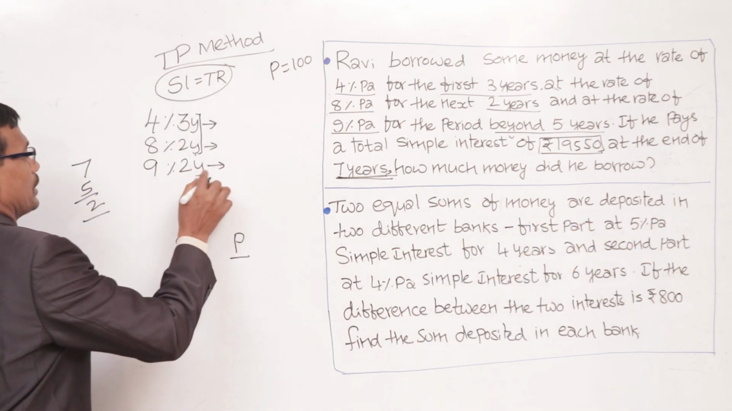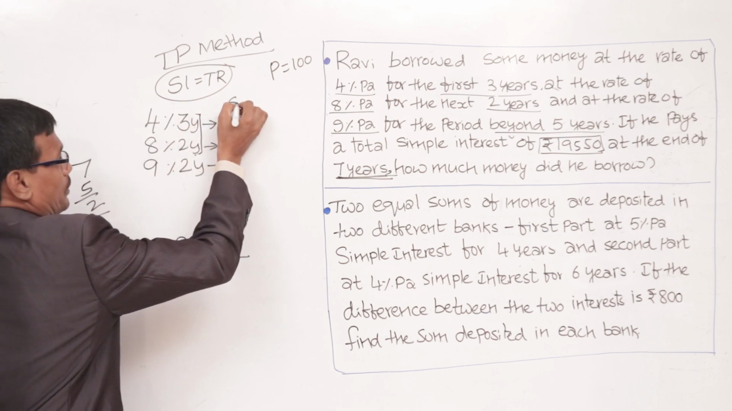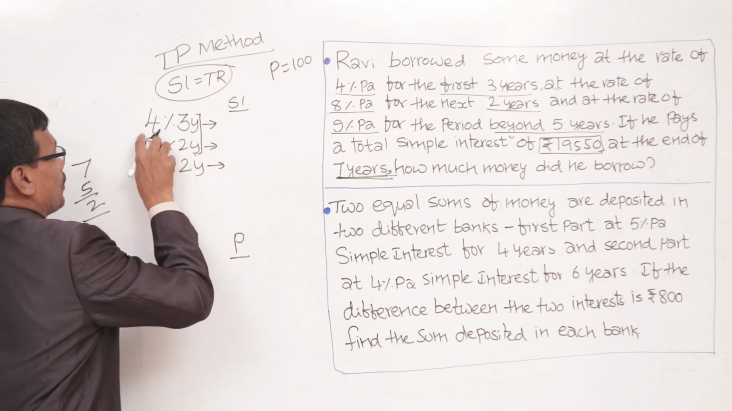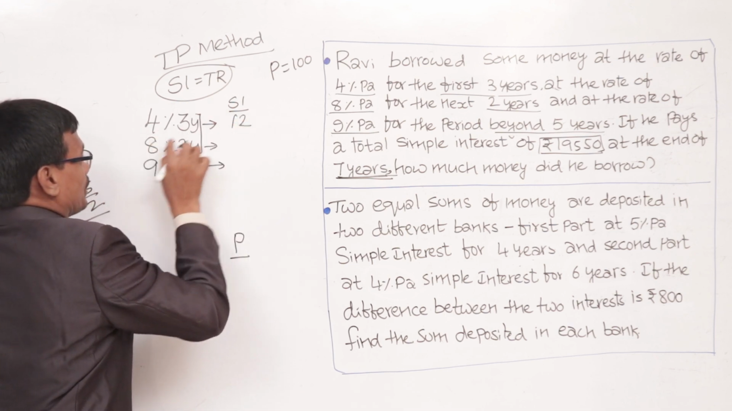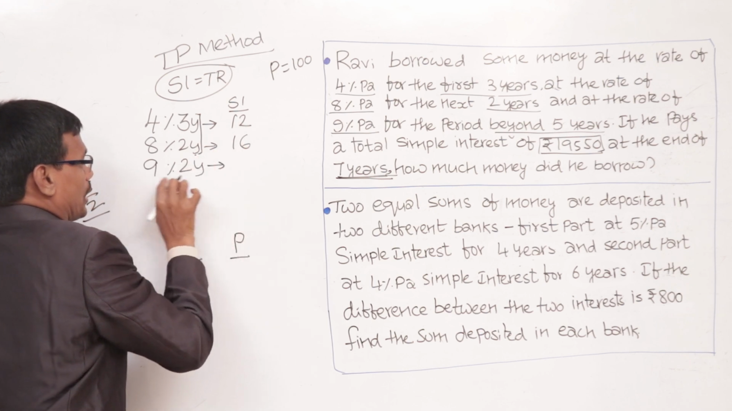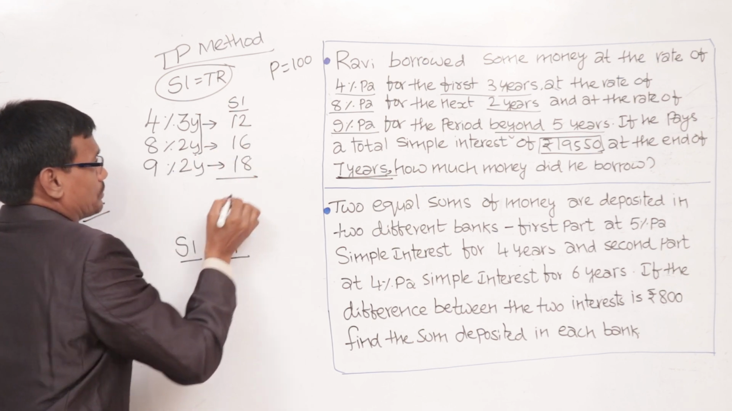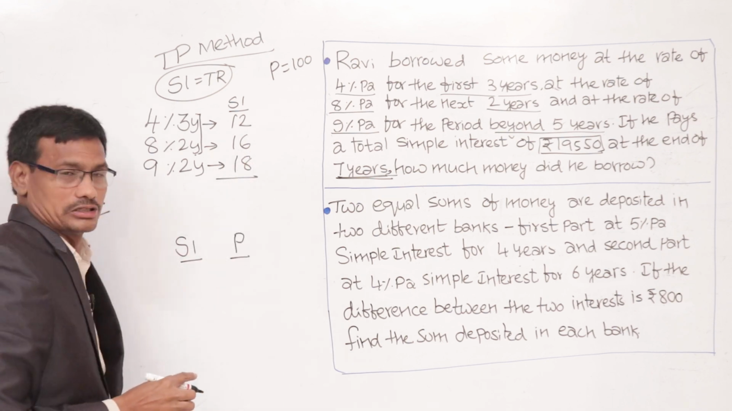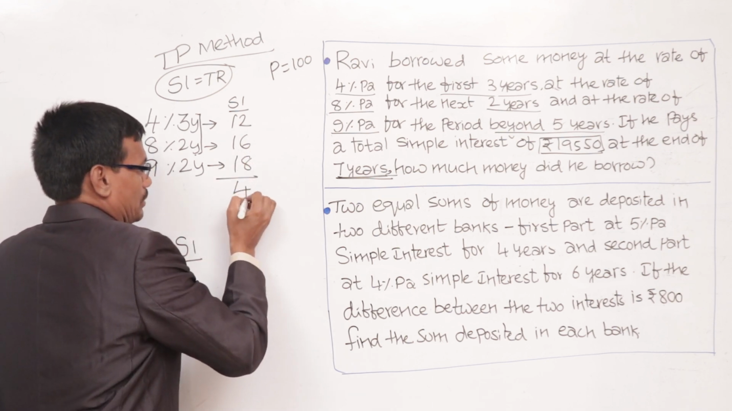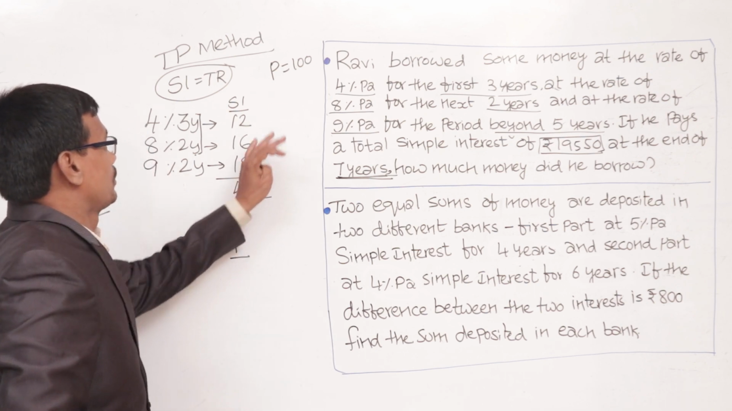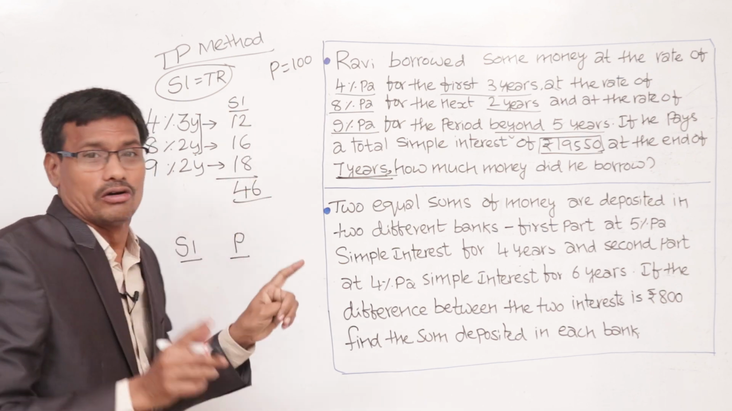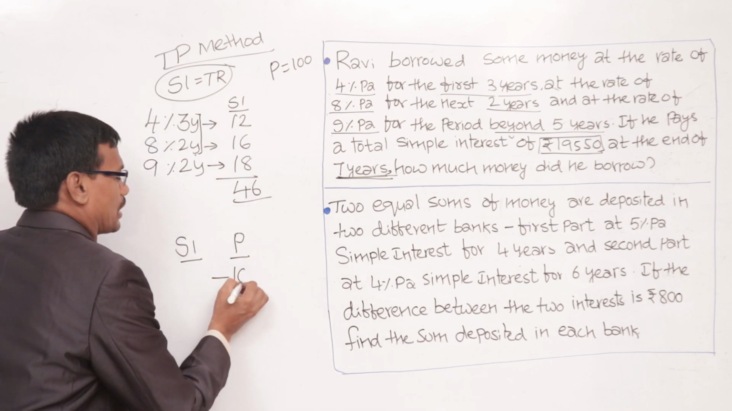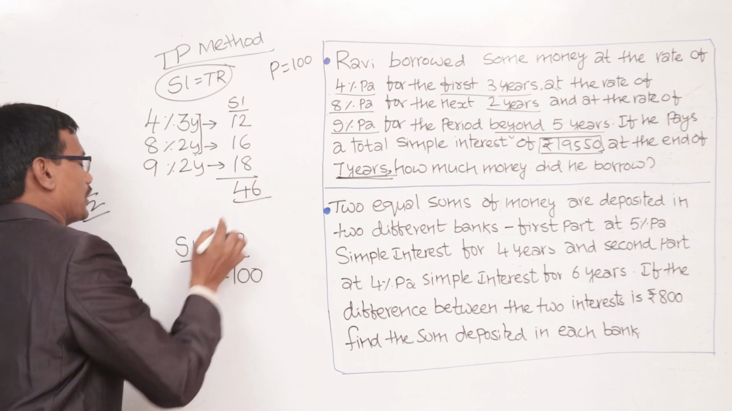Then so now here rate of interest and time. So from here we get the simple interest. Now let us see the simple interest. 4 3s how much? 12. 8 2s 16. 9 2s 18. So total 12 plus 18 is 30, plus 16 is 46. Okay, then so when P is 100, what is the SI? SI is 46. Okay, then come here. When P is 100, so what is SI? SI is 46.